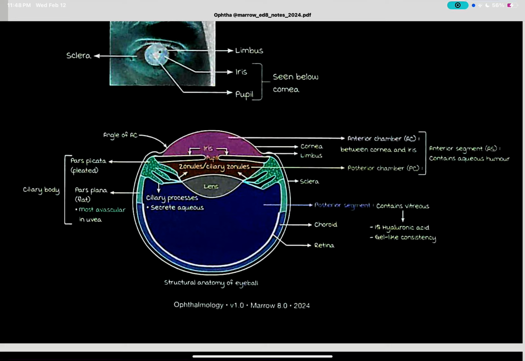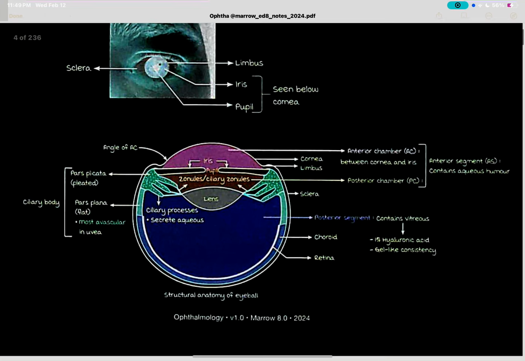In front of the retina is the posterior segment, which contains vitreous fluid, which is 1% hyaluronic acid, gel-like consistency. And outside that you have sclera.